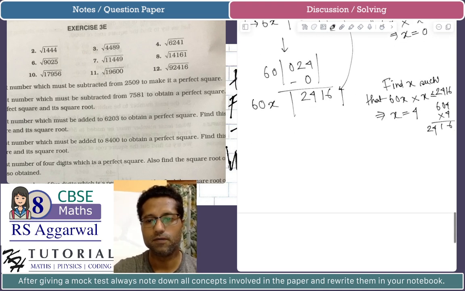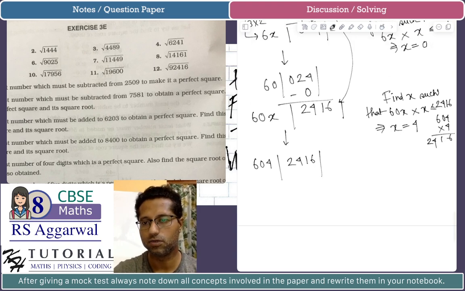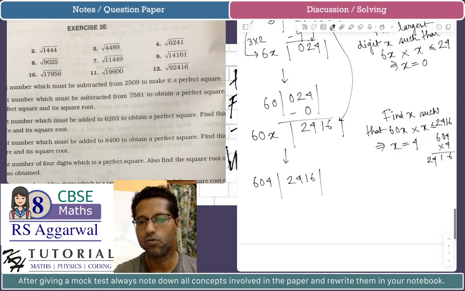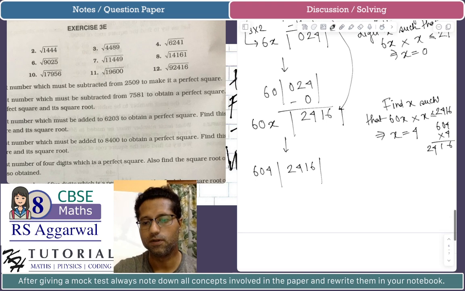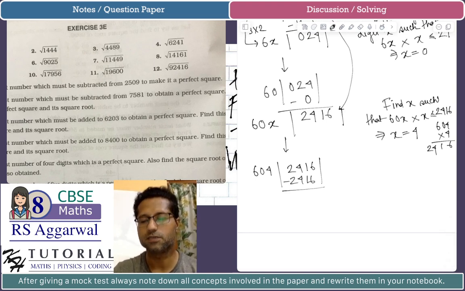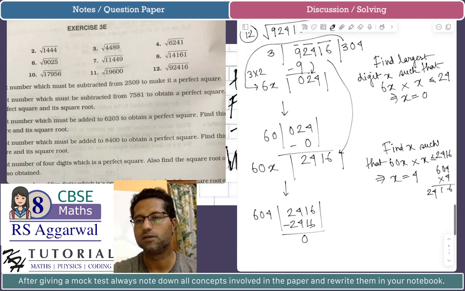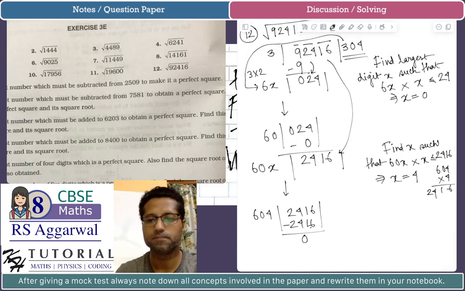So what do we get? We get 604, and the dividend was 2416, and this 4 will get appended to the current quotient, and the current quotient will be 304. When 604 is multiplied by 4, it is 2416, and we subtract 2416 from the current dividend, and it is 0, and there are no more periods left. So definitely the final quotient is 304, that is the square root.